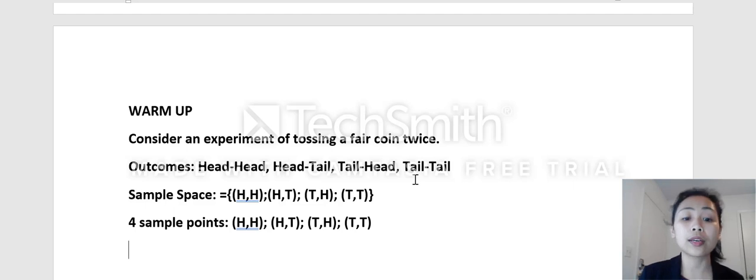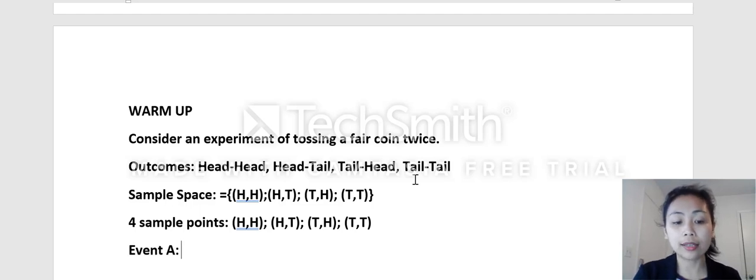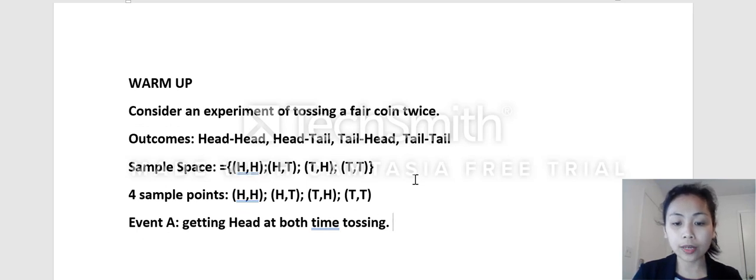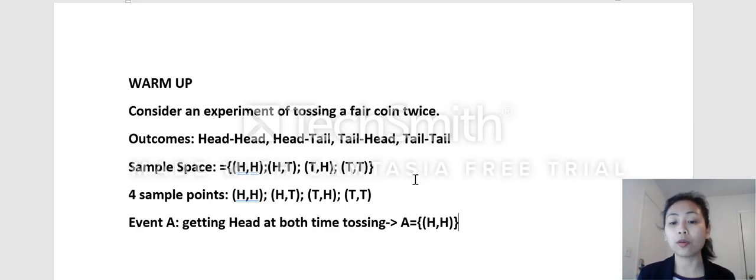And also, when you look at here, suppose I ask you what is the chance of getting head at both times. So I have something called an event. Event A is getting head at both times of tossing. So here, what is event A? Event A here is basically the collection of sample points, getting head at both times of tossing. So for event A, we have only one sample point, right?